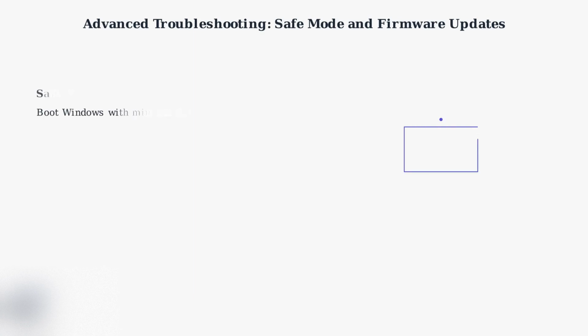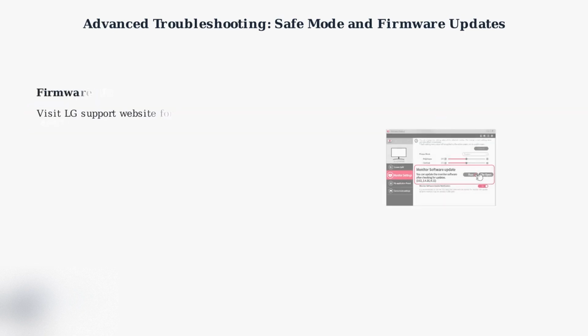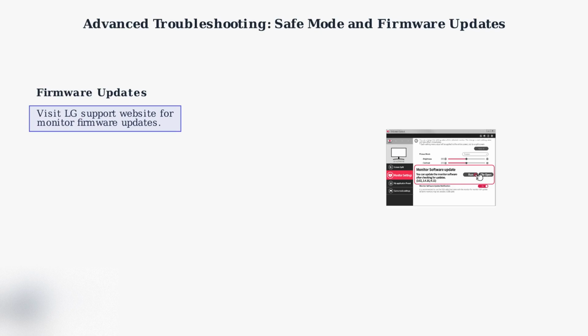If the half-screen issue persists after trying basic fixes, boot your computer into safe mode. This loads Windows with only essential drivers, helping identify if a driver conflict is causing the problem. Check for firmware updates on the LG support website. These updates often fix display issues, like half-screen problems.